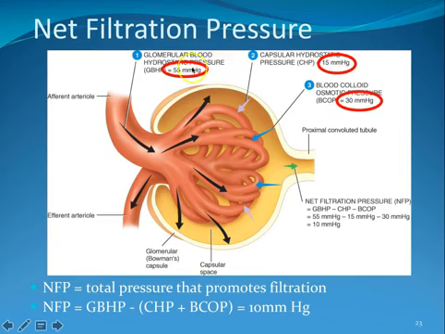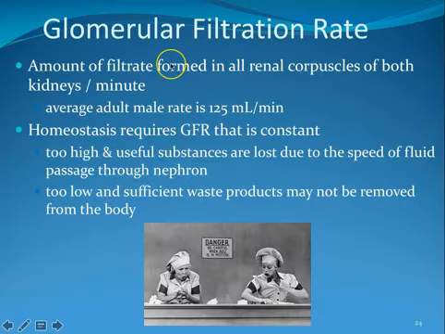All right, so it just shows you that, again, this number has to be larger than those two combined. So the amount of filtrate, and that's what we call it. When you filter out, whatever you filter out of your glomerulus, that's called filtrate. The amount in all the renal corpuscles of the kidneys per minute is about 125 milliliters a minute. Okay, that's a fairly large amount. And again, that's an adult male average textbook number.